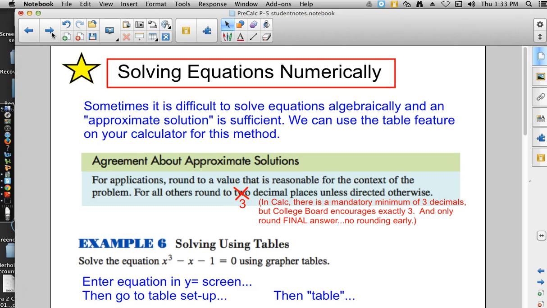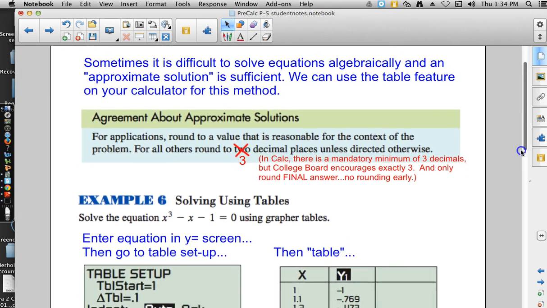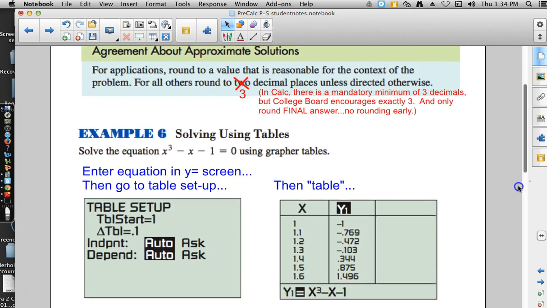So in Calc, there's a mandatory minimum of 3 decimal places, but the College Board encourages exactly 3 and only round your final answer. No rounding early. So don't round in any of your beginning steps. You know, keep the math in your calculator and keep working with it as you go through.